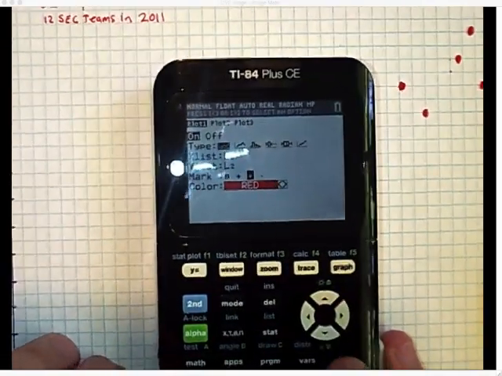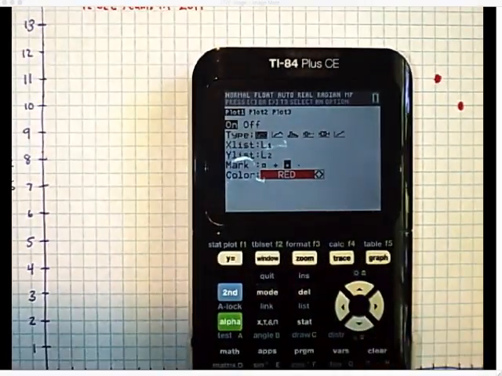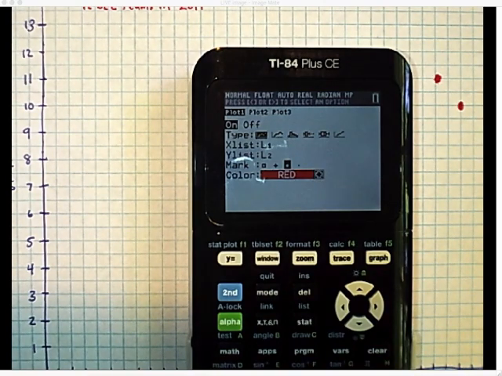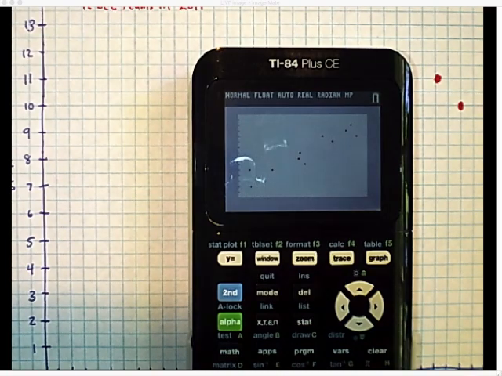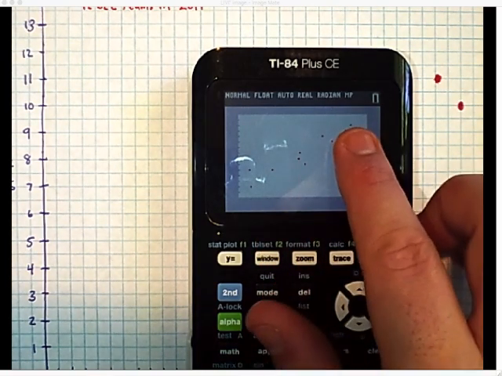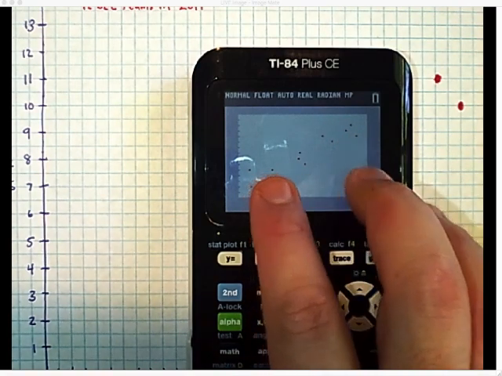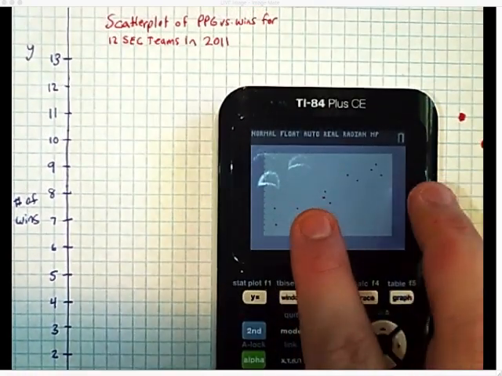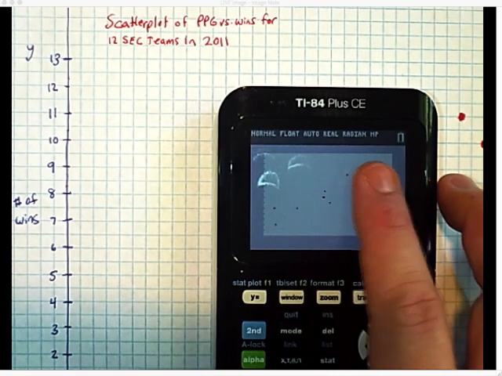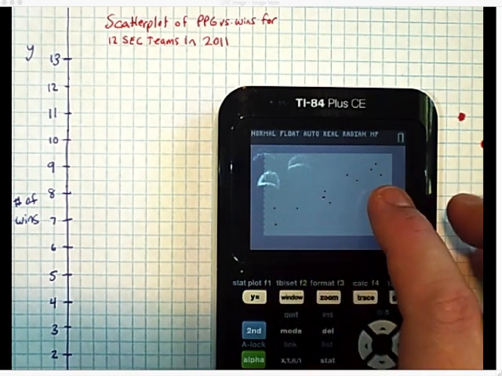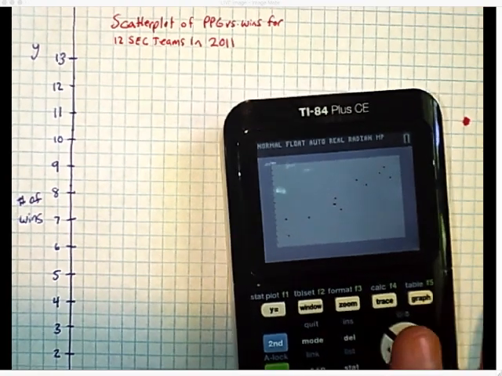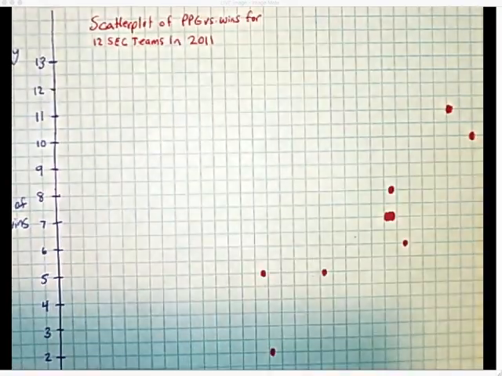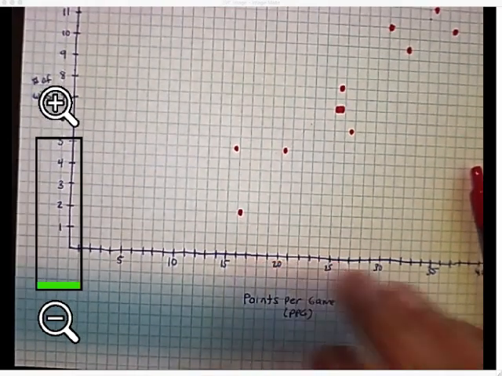All right. So after you do that, just go zoom stat. And there's our scatter plot. Now, what do you notice about the scatter plot? What the calculator does is it takes away dead space. It tries to scale it so we can see all the dots, but it tries to eliminate as much dead space as it can. So this graph looks a little bit different than the scatter plot we did by hand.